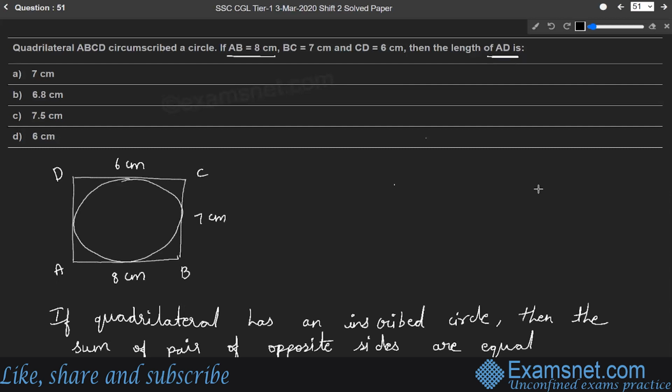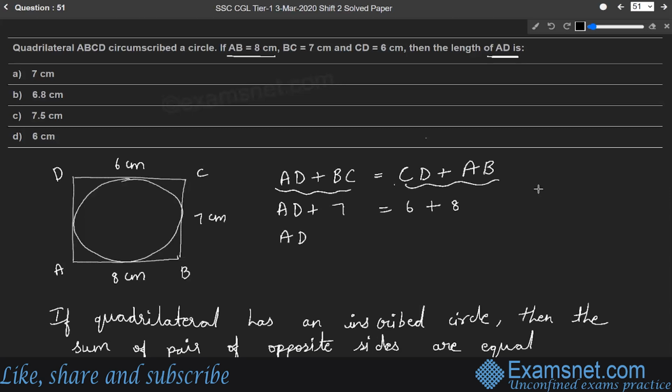Means if a circle is inscribed inside a quadrilateral, in this case, the sum of pair of opposite sides will be equal. Okay. So what are the opposite sides? AB and CD and AD and BC. Their sum will be equal. Okay. It means AD plus BC will be equals to CD plus AB. Right? The sum of pair of the opposite sides are equal. Now all we have to do is we have to substitute the values here. What is AD? AD is the length that we have to find. So AD plus BC is 7 is equal to CD is 6 plus AB is 8.